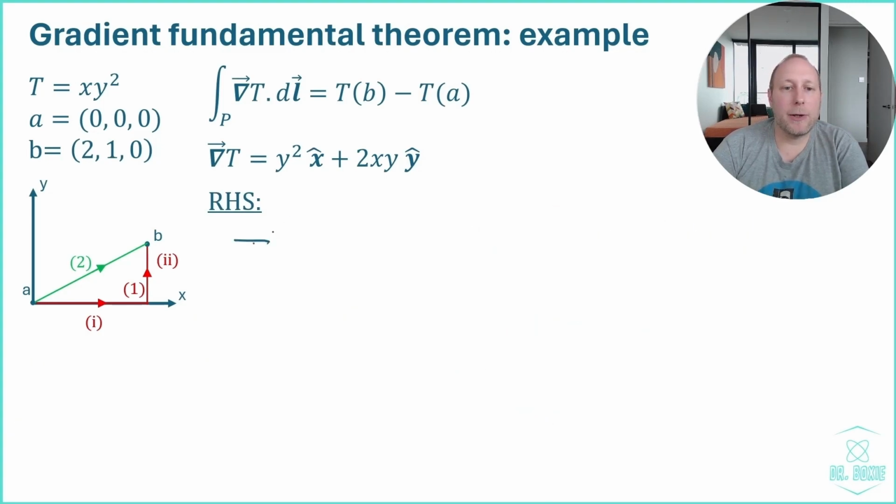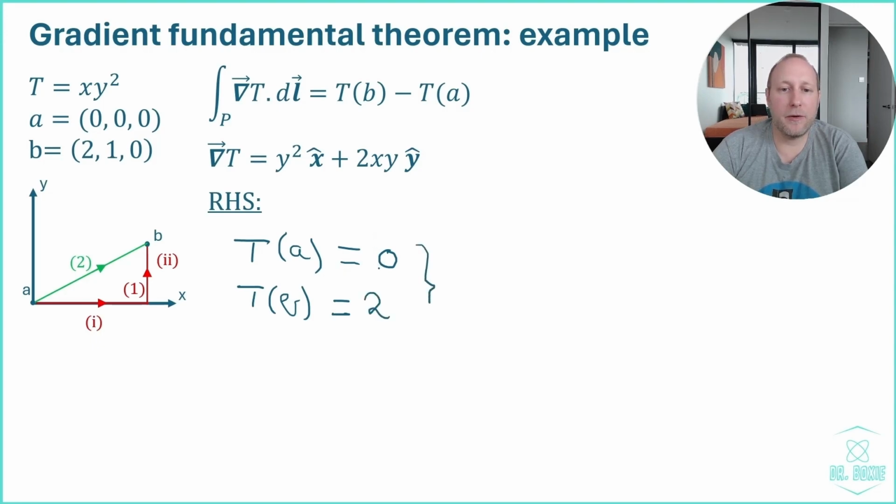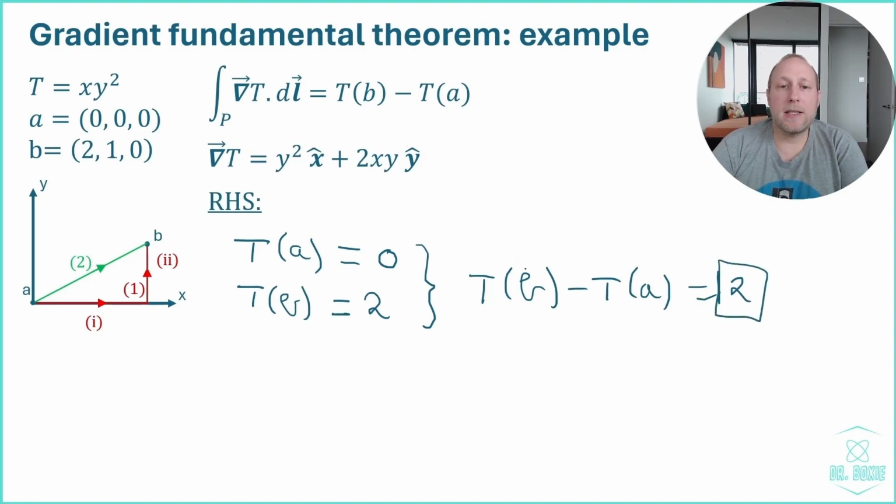All we need to do is to evaluate T, the original scalar field, at the points A and B. At point A, it's the value of xy squared where both x and y are 0, so T(A) is simply 0. T(B) is xy squared, where x is equal to 2 and y is equal to 1, and that gives us 2. Their difference, T(B) minus T(A), is indeed 2. And so at least for this scalar field and following these two paths, we find that the fundamental theorem holds, and it holds indeed in general.